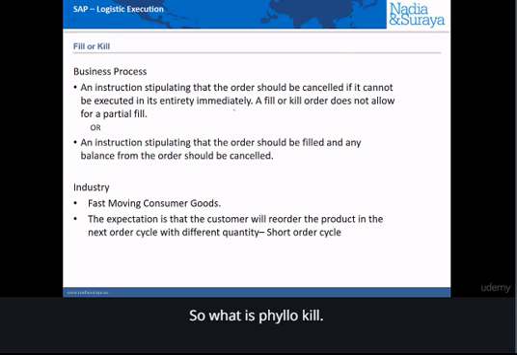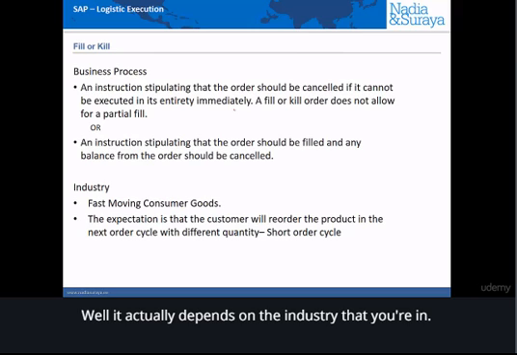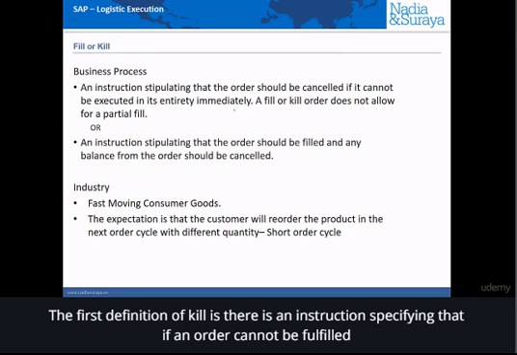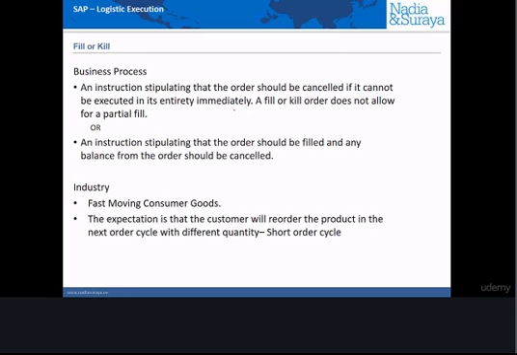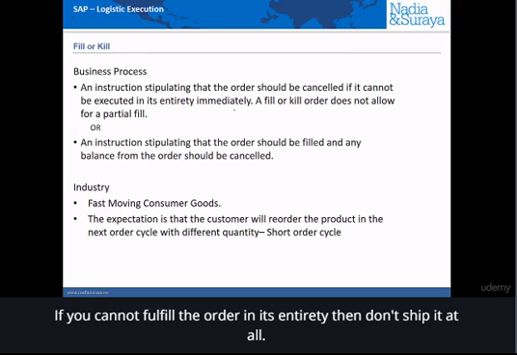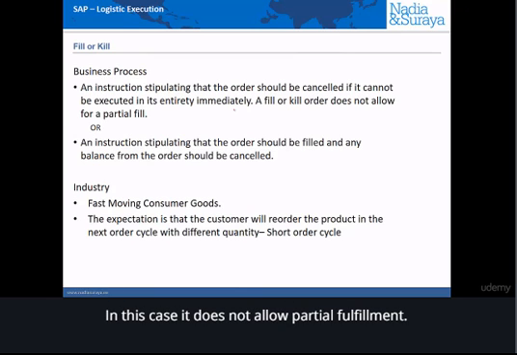So what is fill or kill? Well, it actually depends on the industry that you're in. The first definition of fill or kill is that it's an instruction specifying that if an order cannot be fulfilled in full, it should just be cancelled. I.e., if you cannot fulfill the order in its entirety, then don't ship it at all. In this case, it does not allow partial fulfillment.